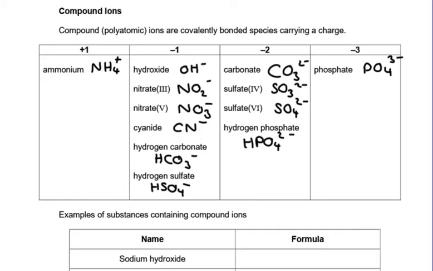We've also got the hydroxide ion, 2 nitrate ions, a cyanide ion, hydrogen carbonate ion, a hydrogen sulfate ion, carbonate ion, 2 sulfate ions, a hydrogen phosphate ion, and then finally the phosphate ion. It is a good idea to know these compound ions and their charges, not the structure essentially, but the formula of them, so you are able to write out formulae of more complex ionic compounds. Knowing these is an important part of the A-level chemistry course. It'll help you a lot along the way.